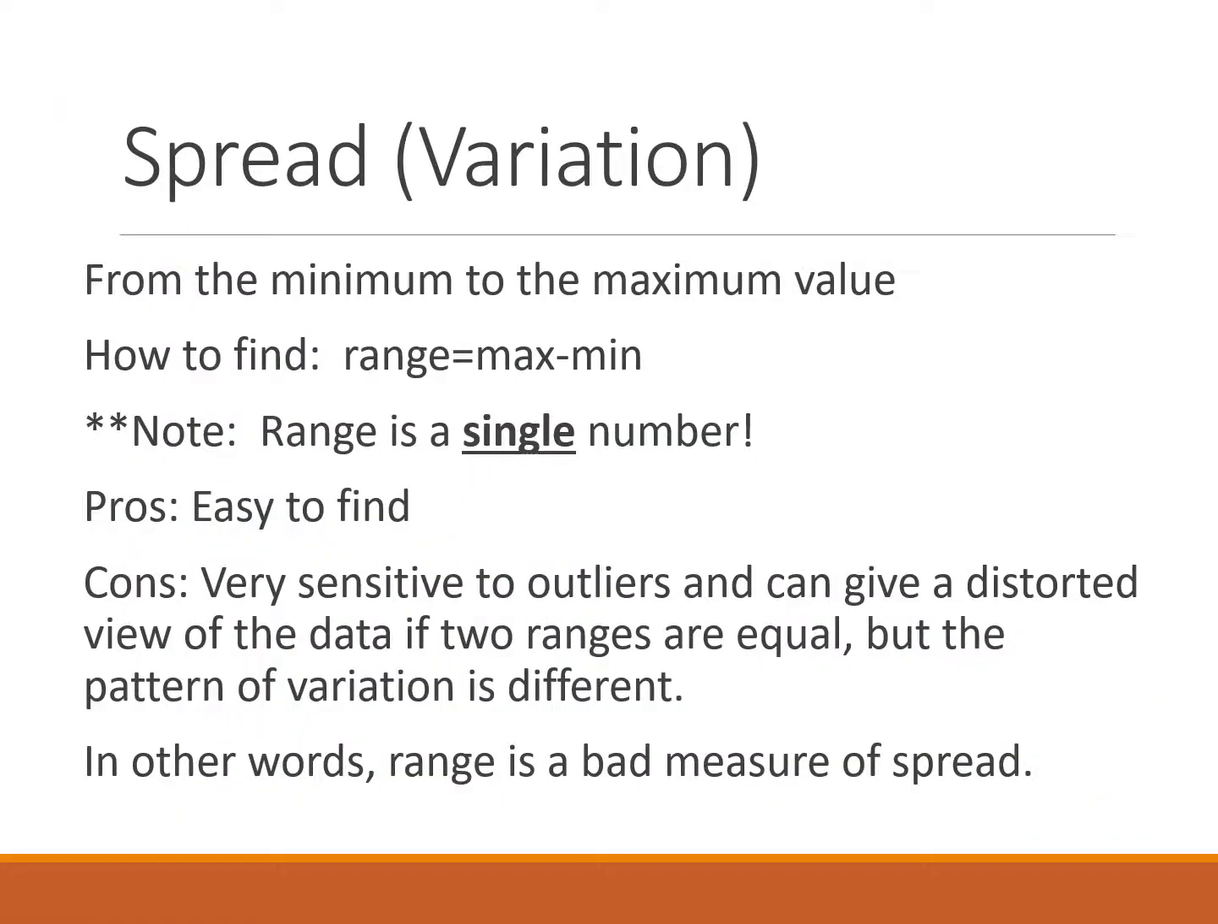So before talking about what standard deviation is, let's start with the easiest measure of spread, which is the range. We find the range by taking the maximum, subtracting the minimum. That gives us a number, and that number is the range. Range is a single number. Range is really easy to find. However, it's very sensitive to outliers. It can give a distorted view of the data if outliers are present. So in other words, range is a bad measure of spread. We would only really want to report this in addition to something like the standard deviation.